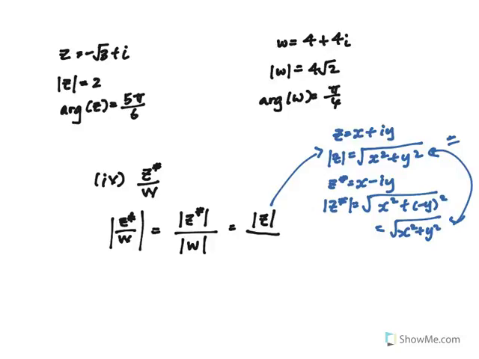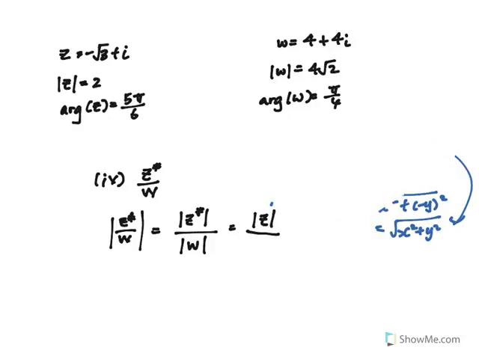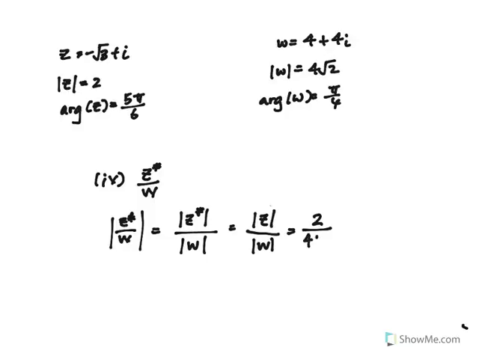Quickly, I'm going to erase it so it doesn't interfere with the working. It's the same as the modulus of z over the modulus of w. The modulus of z is equal to 2, the modulus of w is equal to 4 square root 2. And with that, your answer just comes out to be square root 2 over 4.